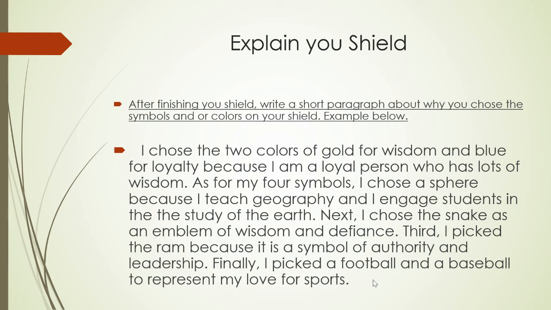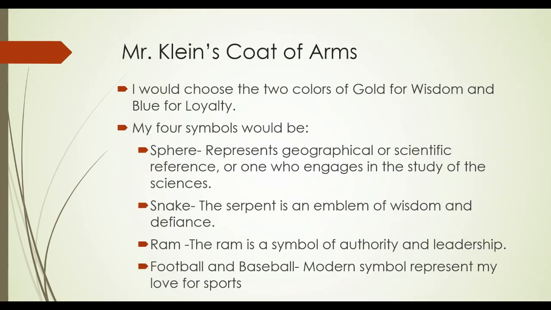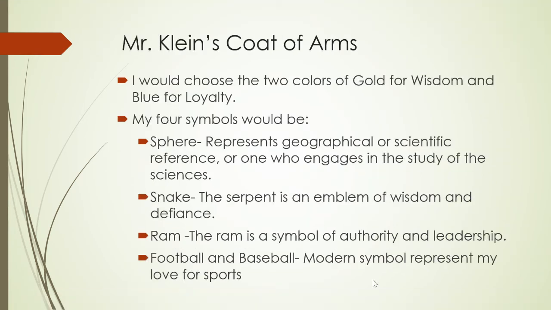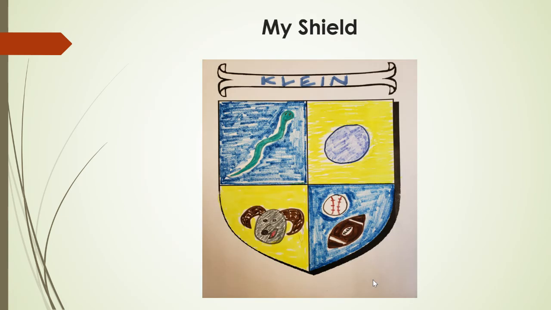I also chose a snake because it's an emblem of wisdom and defiance. Third, I picked the ram because it's a symbol of authority and leadership. And finally, I picked a football and a baseball, the modern day symbols, to represent my love of sports. And here you will see, once again, the sphere, the snake, the ram, and the football for Mr. Klein. And there would be a sample of it.